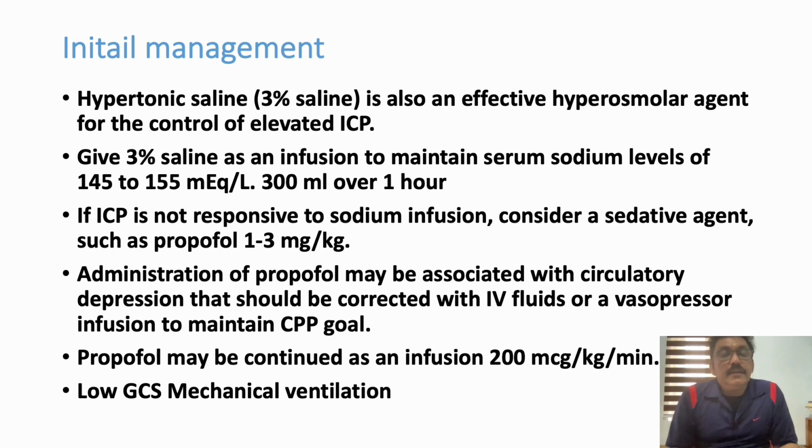Now, another drug which can reduce the ICP is hypertonic saline, or 3% saline. 3% saline also can shift the fluid from the CNS cells to the intravascular compartment, so that can be tried. You can give 300 ml of 3% saline in 1 hour. Again, you can remember: 300 ml of mannitol plus 300 ml of saline in 1 hour.